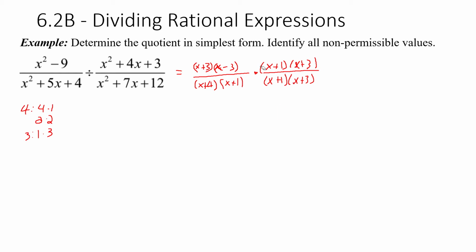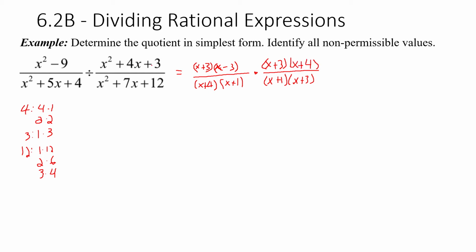In the denominator now is going to be that last one. So again, no coefficient, so we're just looking for factors of 12 that can add together to give you 7. So your factors of 12, you can have 1 times 12, 2 times 6, and 3 times 4. The only combination that will give you 7 is the 3 and the 4. It's all positive, so plus 3 plus 4. So x plus 3 and x plus 4.